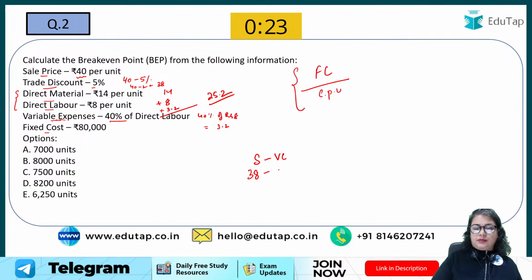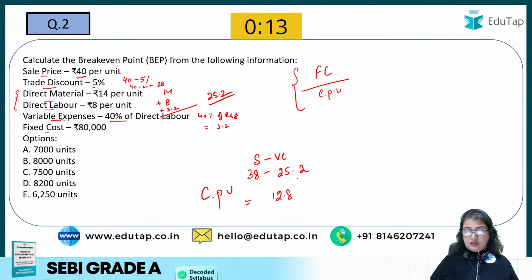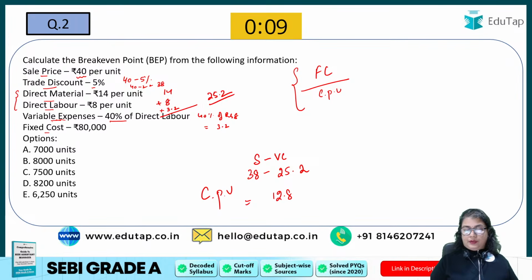So 38 minus 25.2, just tell me what is the contribution per unit. What will be the contribution per unit? That would be how much? 12.8. Am I correct? 38 minus 25.2, that will be 12.8.